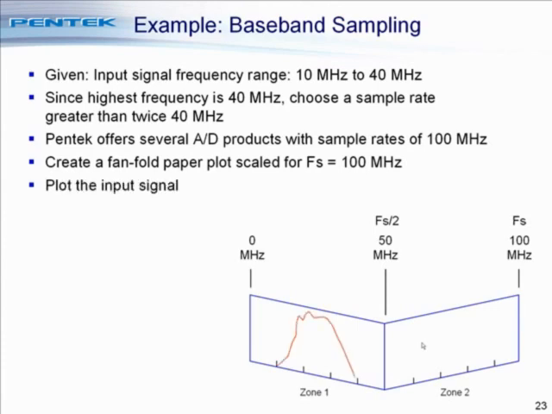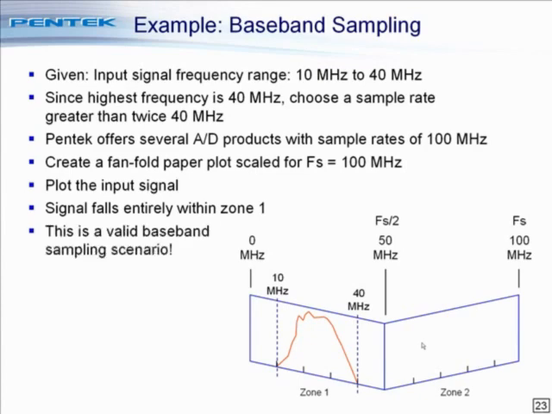Now let's plot the input signal. You can see the signal extends from 10 megahertz up to 40 megahertz. And as the baseband sampling rule says, all of the signal energy falls within zone 1, fully compliant with baseband sampling, so this is a valid baseband sampling scenario.